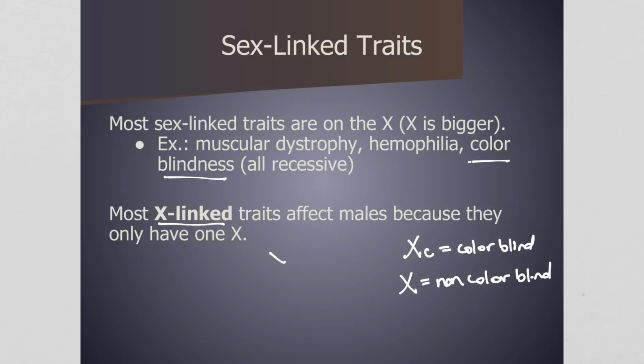A male only has to get one to be colorblind because there's no other X. But a female like this is going to be non-colorblind because the non-colorblind X is dominant in this situation. So that's why you have a higher number of colorblind males than colorblind females.